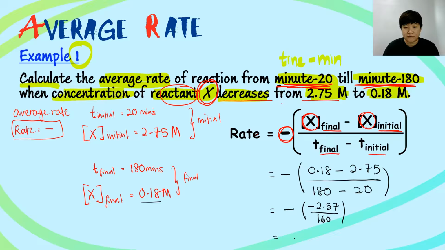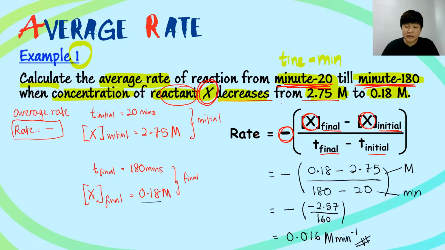Your answer for the rate will be a positive value, 0.016. And what would be the unit? That is the question. You can see concentration is in molar, and time right now is in minutes. So the complete answer should be 0.016 molar minute negative 1. That should be the average rate for this question.